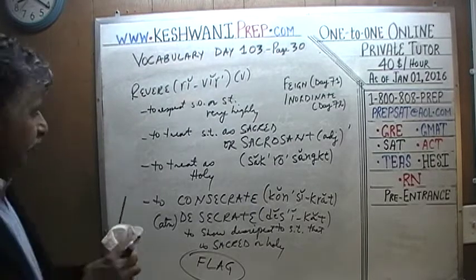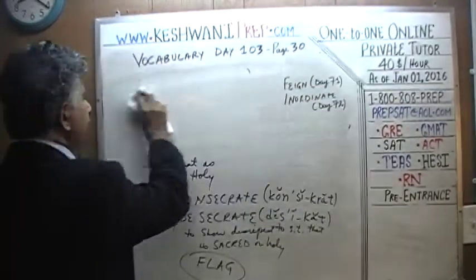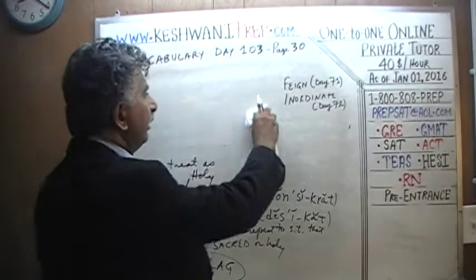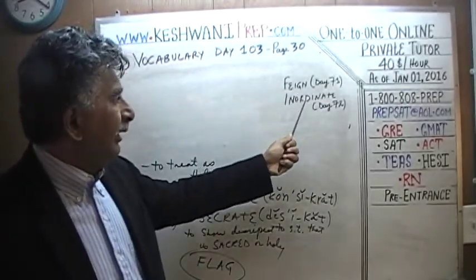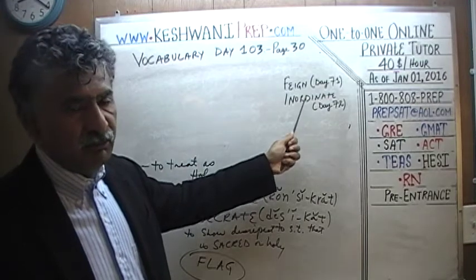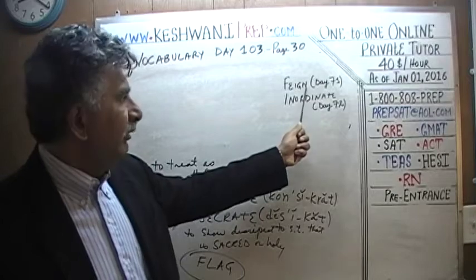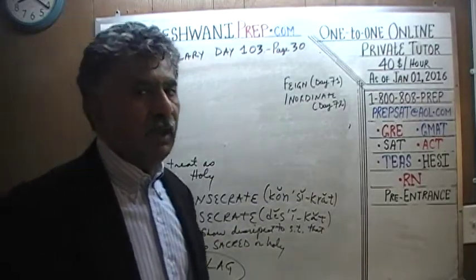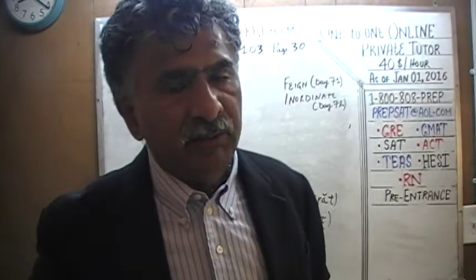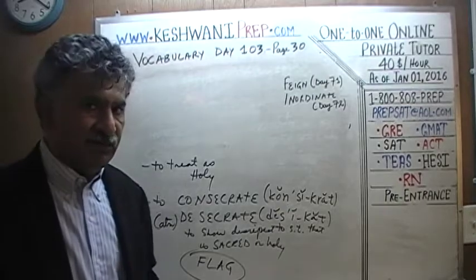Question number 8 tells us, by the way, these were the two words that we came across in yesterday's video, day number 102, feign and inordinate, and I told you that we did learn these words before. Feign is something we learned on day number 71. Feign means to pretend. So if you feign ignorance, you're pretending not to know something. If you feign surprise, you're pretending to be surprised. Inordinate means excessive or unreasonable.